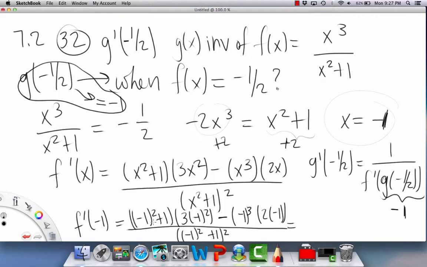So all of this simplifies to: we have 1 squared plus 1, which is 2, times 3, which is 6. So that's 6 minus, and it's still a minus because the minuses cancel, so that's 1, and then minus 2 over 2 squared, which is 4, and that's 4 over 4, which is 1. So this is our f prime of negative 1, and that goes on the bottom. I'll go to a new slide. Just keep all this in mind.